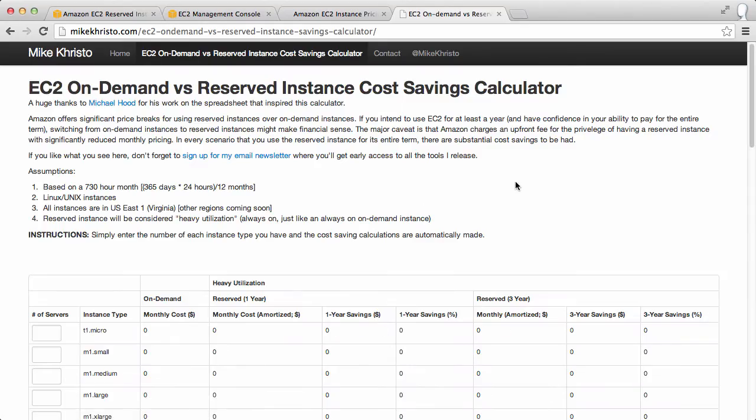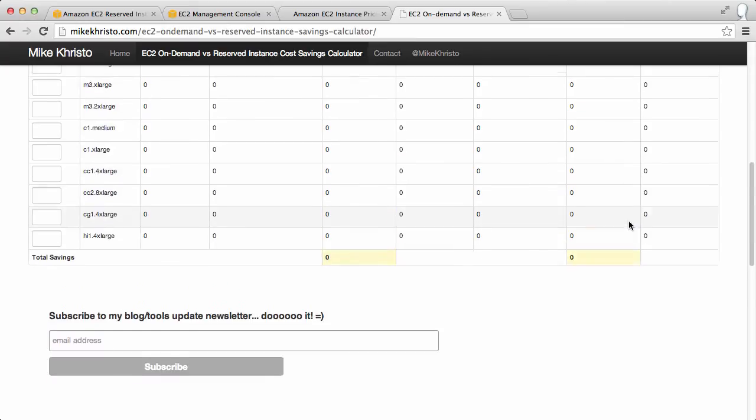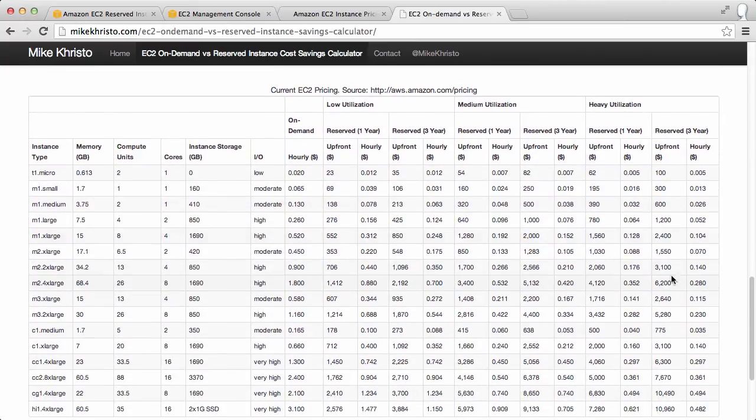Now if you prefer looking at numbers, Mike Christo has taken all of the information and put it into a table for you, so I'll include that in the show notes.